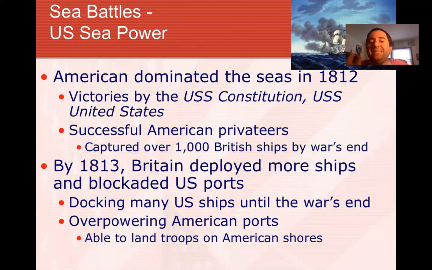Essential. By 1813, roughly a year in, Britain deploys more ships. Why is Britain going to deploy more ships? Well, they realize the United States has these privateers. The U.S. doesn't have many of their own ships at this time, right? But when you add up what the U.S. has, which is not much, and what the privateers have, you see great strength on the U.S. side. So Britain is going to want to push forward and deploy more ships. And they're going to want to block the U.S. ports. Why are they going to want to block the U.S. ports? Think about that for a moment.